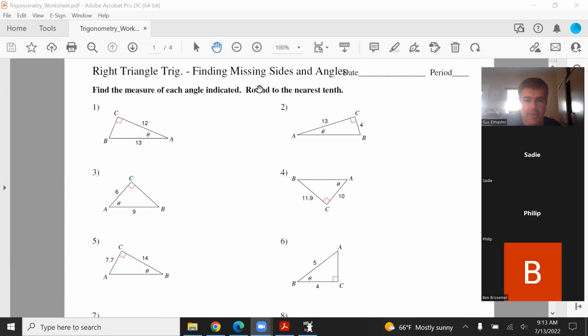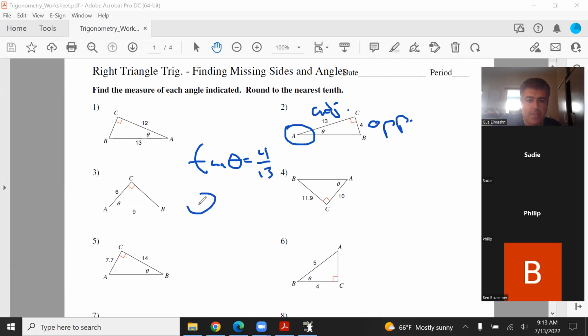I'll do one more. Like here's angle A. Clearly 4 is opposite angle A. Clearly 13 is adjacent. So it's going to be the TOA. So tangent theta is 4 over 13. Theta will be the inverse tan of 4 over 13. And then just use a calculator, right? Calculator's your best friend here.